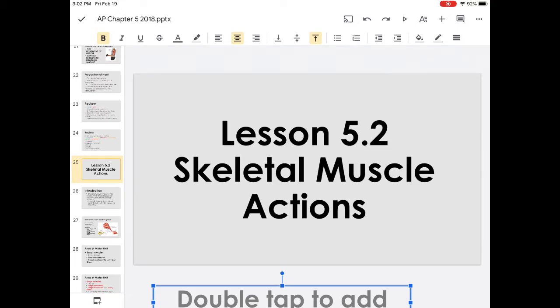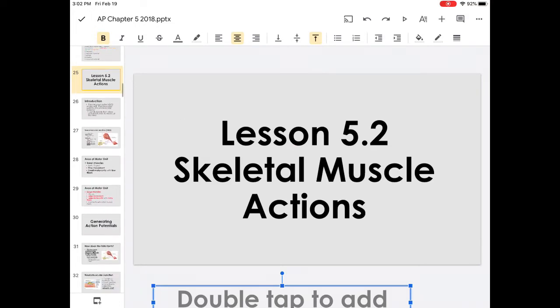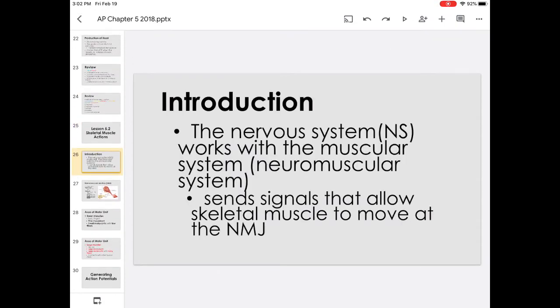So today we're going to talk about 5.2. In 5.1, we kind of understood the difference between skeletal muscle, smooth muscle, and cardiac muscle. We found out what the main parts are that make up each of them. And in 5.2, we are going to talk about what happens when you have a muscle reacting to a stimulus.